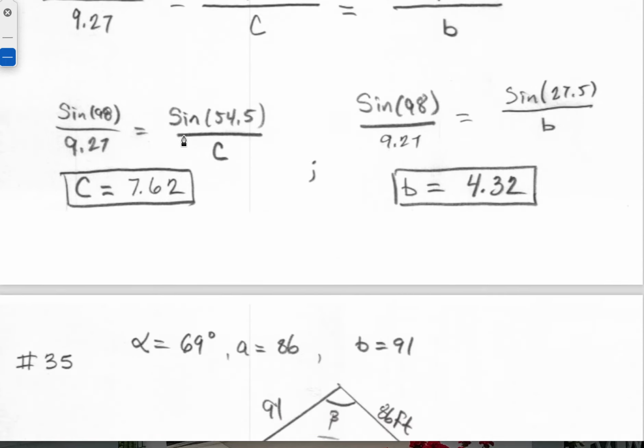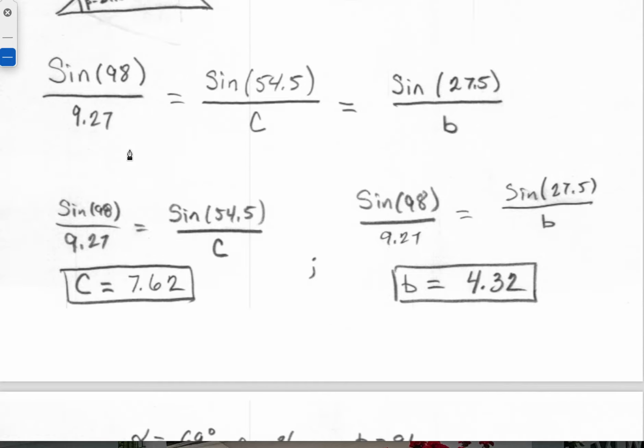Okay, so how do I solve this? Well, I solve this first half first, which is right here. The sine of 98 over 9.27 is equal to the sine of 54.5 divided by C. I solved that for C and I got 7.62. Then I did the same thing. I set sine of 98 over 9.27 equal to the sine of 27.5 over B. So I did the other half and I solved that for B and I got 4.32.